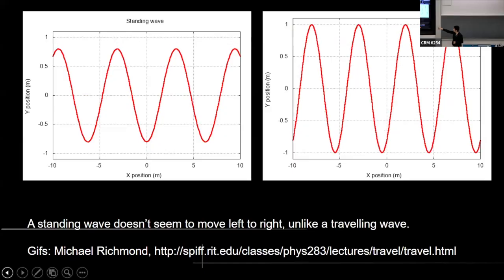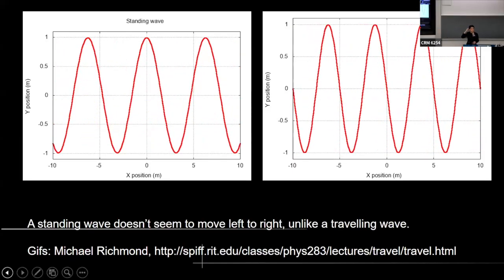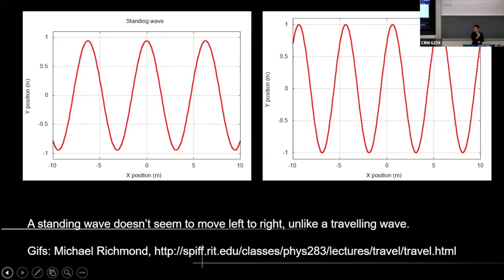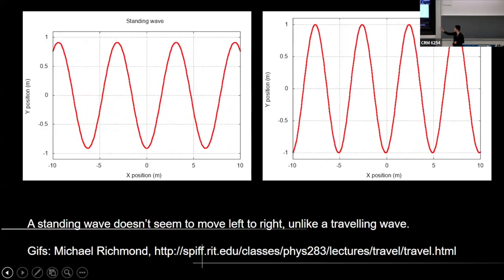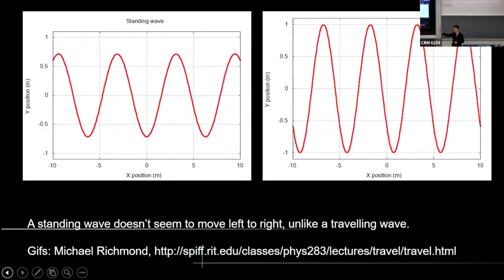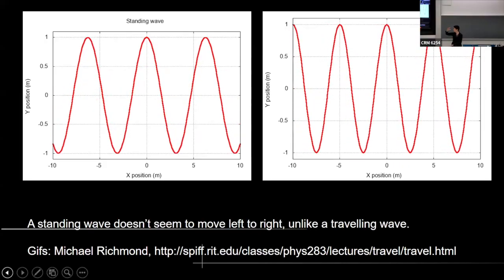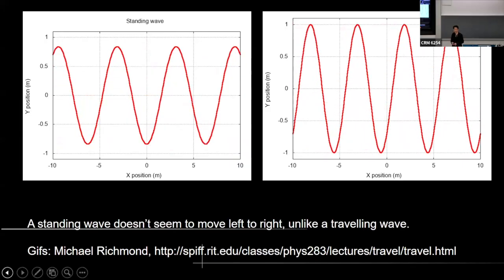And on the left, we've got a wave that's changing amplitude in time, but it doesn't seem to be translating. It's not moving left to right. So a wave that doesn't move in space, its amplitude changes, perhaps sinusoidally in time. That's called a standing wave.